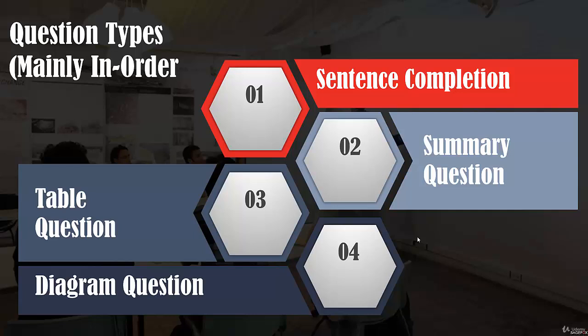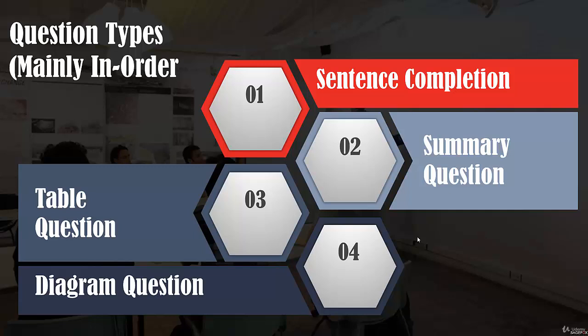And so, the sentence completion question, most of the time it goes in order. A summary question, most of the time it goes in order. Sometimes, if you have 5 questions in a summary question, and questions 3 and 4 are together in the same sentence, you might find them in inverse order in the reading passage. So that's possible.